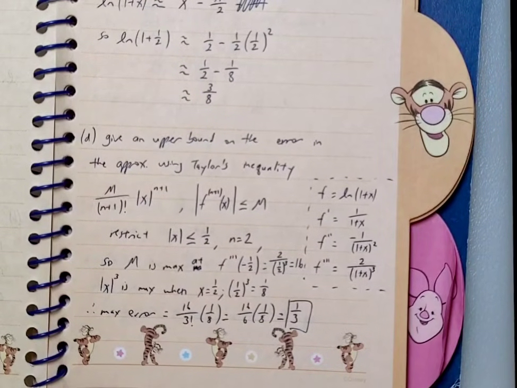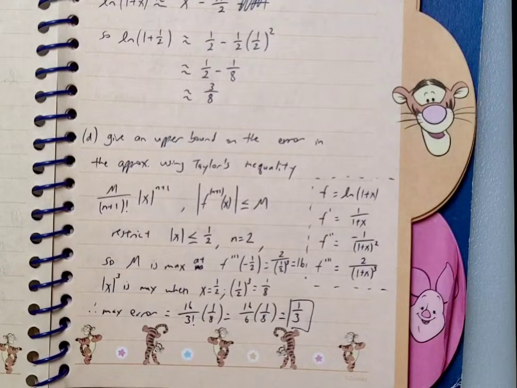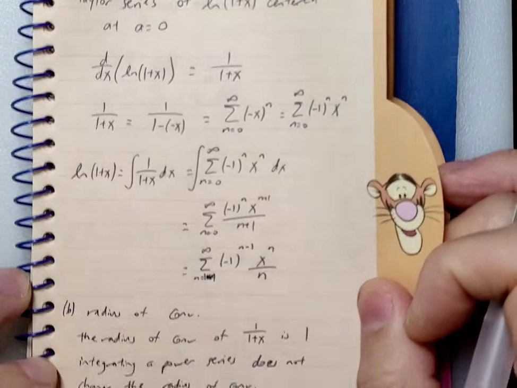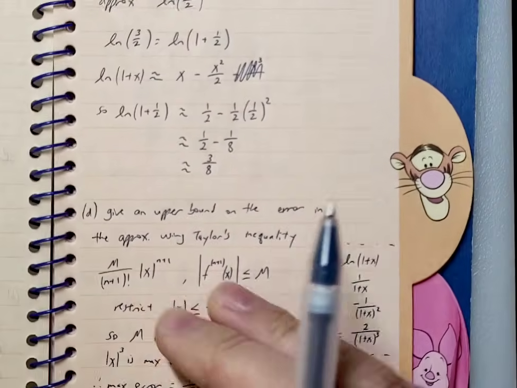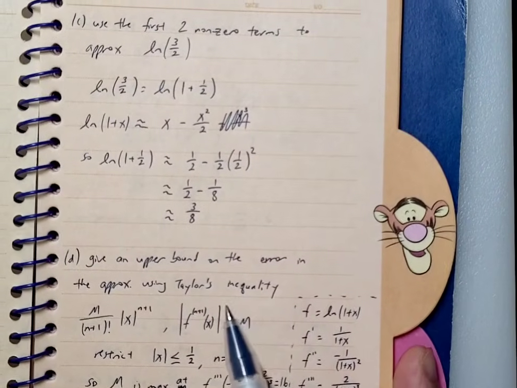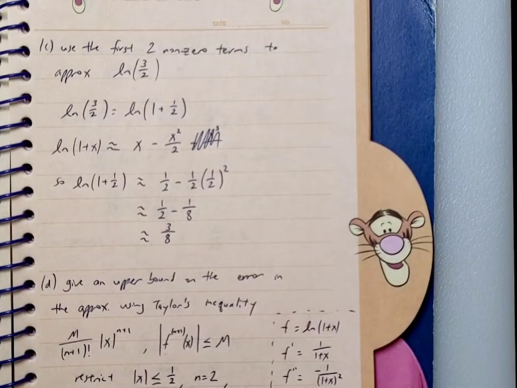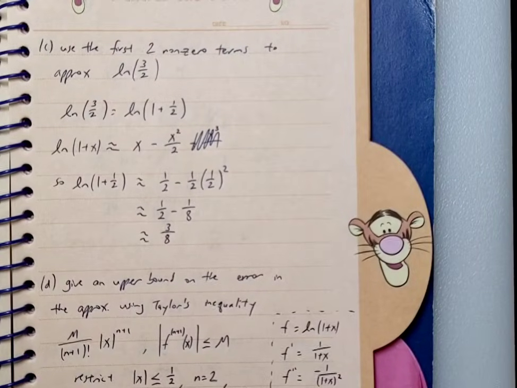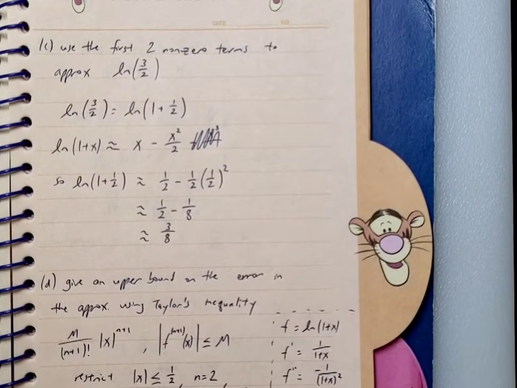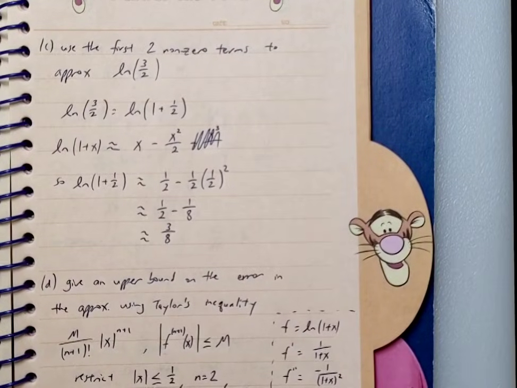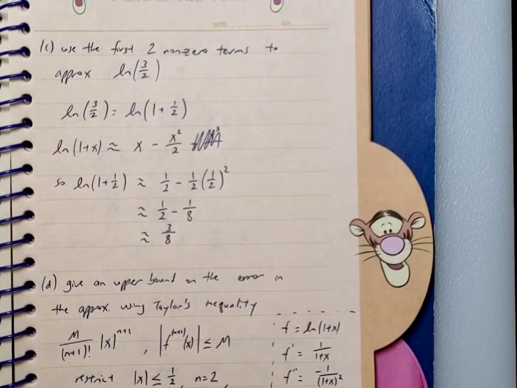That's it for this problem. Again, this is a pretty typical problem on Taylor series itself: finding it, the radius of convergence, the Taylor polynomial, and then using Taylor's inequality on that Taylor polynomial. Hopefully this was helpful if you needed more understanding of how to approach these problems.